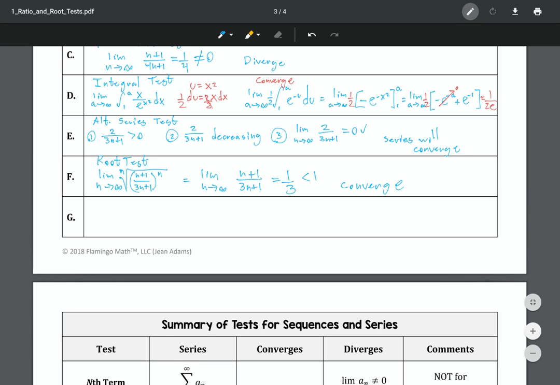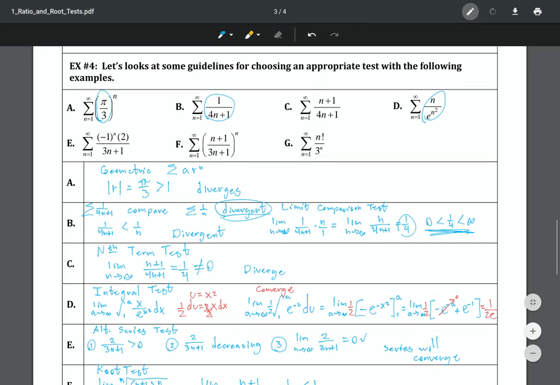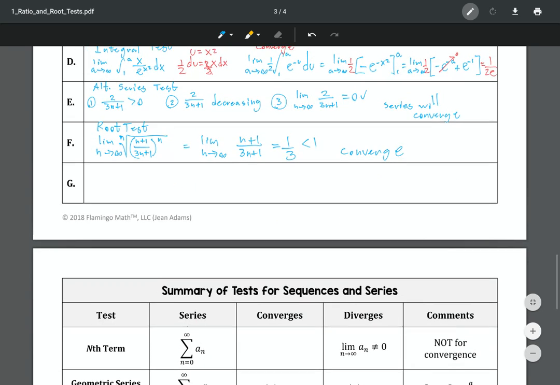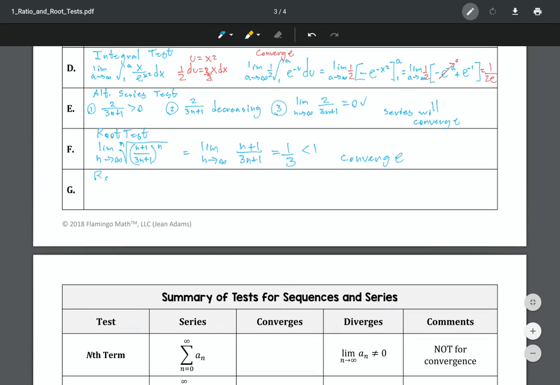By the root test. All right, and then finally we got G. Now, I don't know if this happens like this all the time, but when I see a factorial, I automatically, because I already did the homework, start thinking about the ratio test. So let's do the ratio test, which is what we did at the beginning here.